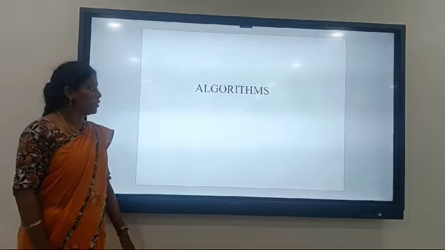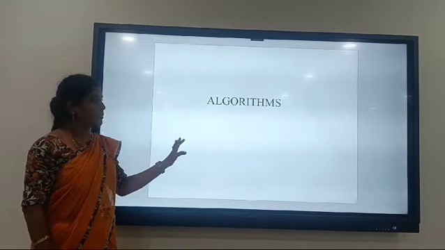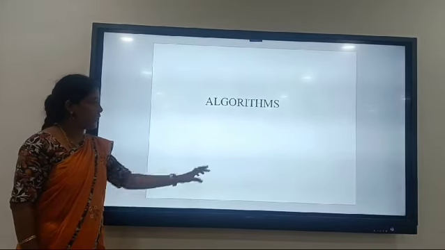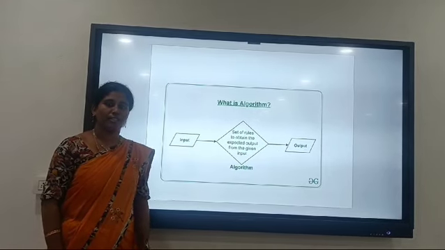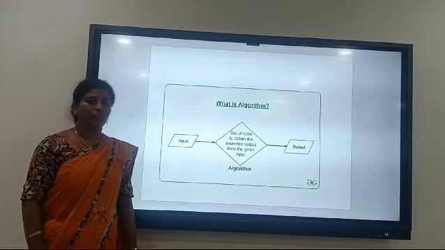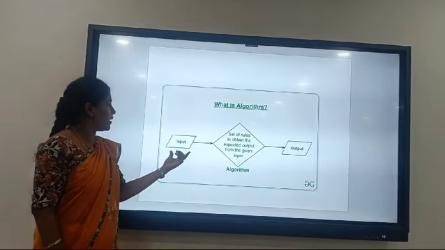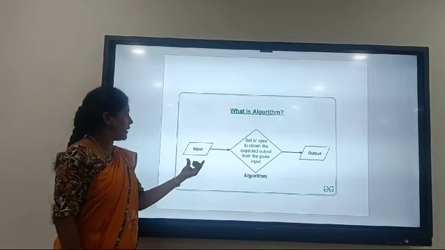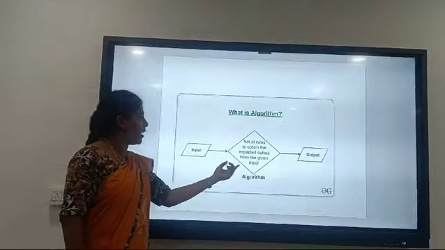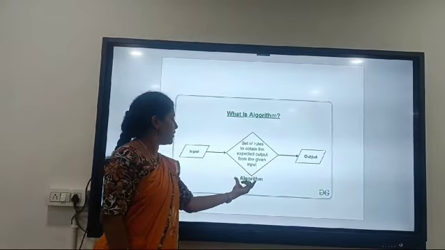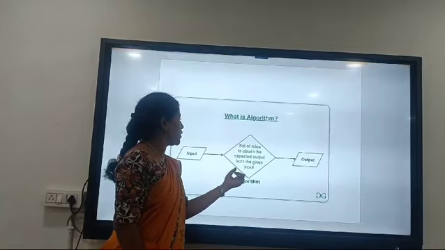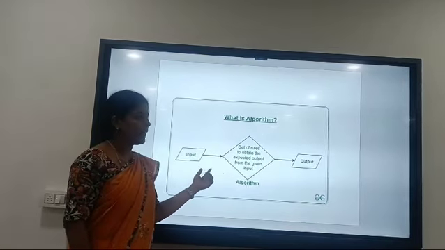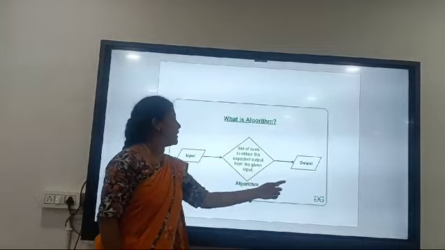MCA department. Today I am going to give a brief explanation about algorithms. What is an algorithm? An algorithm is a step-by-step set of instructions designed to perform a particular task or to solve a particular problem. For example, we have to take the input and we will get the output. In between this, we have to follow a set of rules. This is the process of an algorithm. Whoever follows the algorithm arrives at the same result.